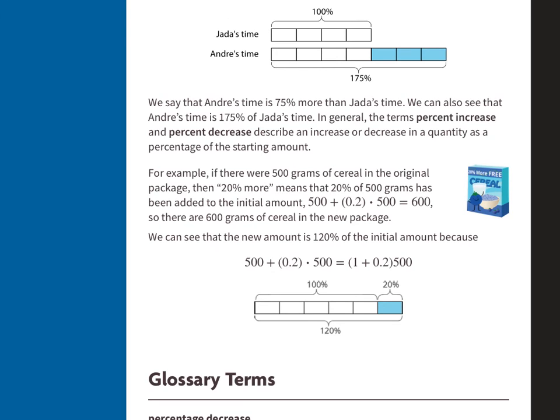In general, the terms percent increase and percent decrease describe an increase or decrease in a quantity as a percentage of the starting amount. For example, if there are 500 grams of cereal in the original box, 20% more means that we're going to take 20% of 500 and add it to the mix. So 20% times 500 is 100. So 500 plus 100 is 600. So there's 600 grams of cereal in the new package. Okay? And then we can see that the new amount is 120% of the original because they make a tape diagram and they show it to you.